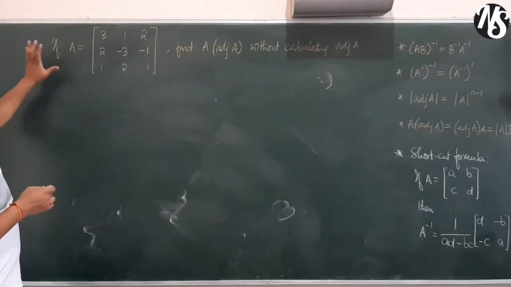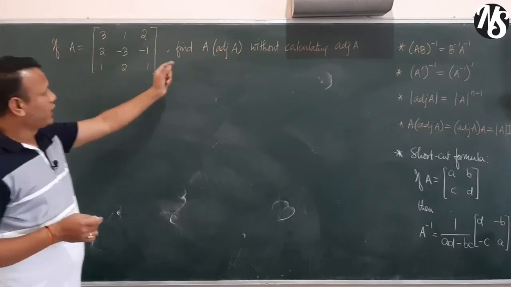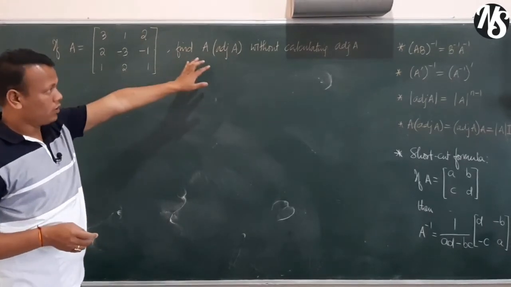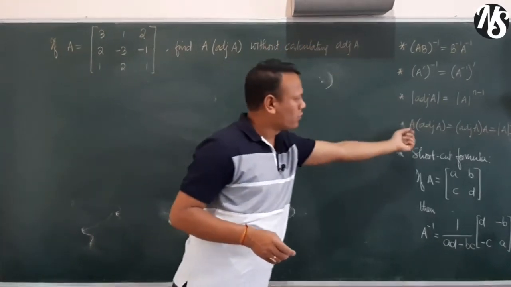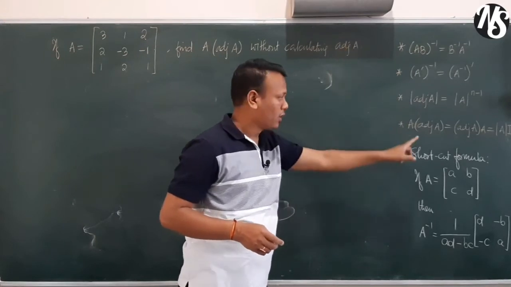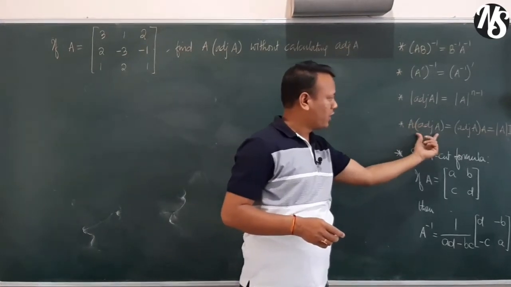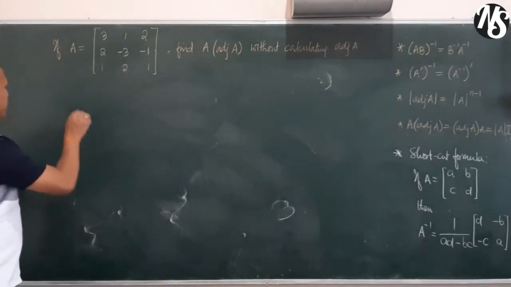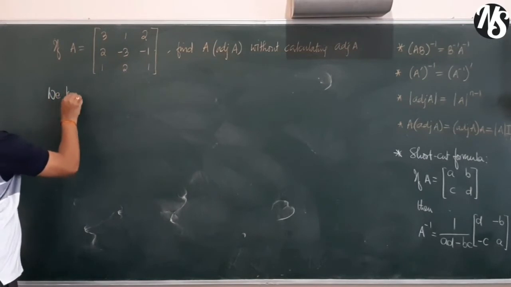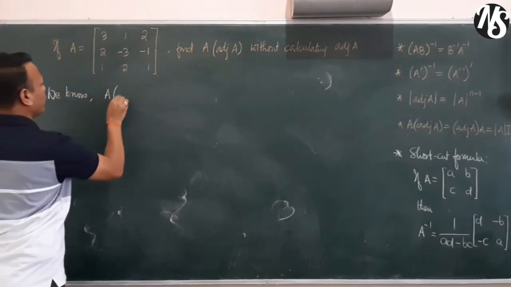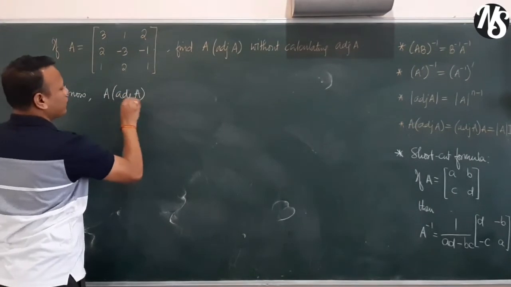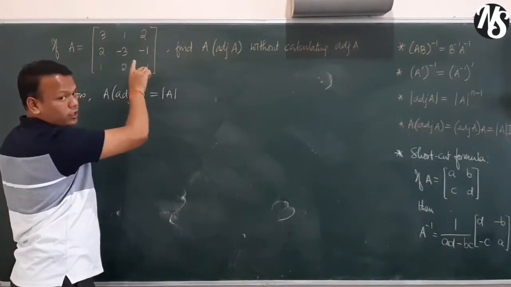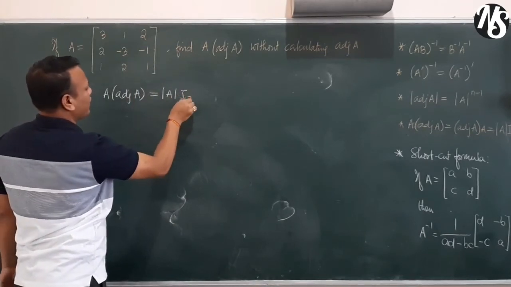So here we have a question which says, if A is this, find A into adjoint of A without calculating adjoint of A. Now, in order to find this, let's make use of this particular formula. Now if you see here, A into adjoint of A is equal to determinant of A into I_n, isn't it? So we know that A into adjoint of A is determinant of A into I_n. What is the order here? 3. So that's why it becomes I_3.